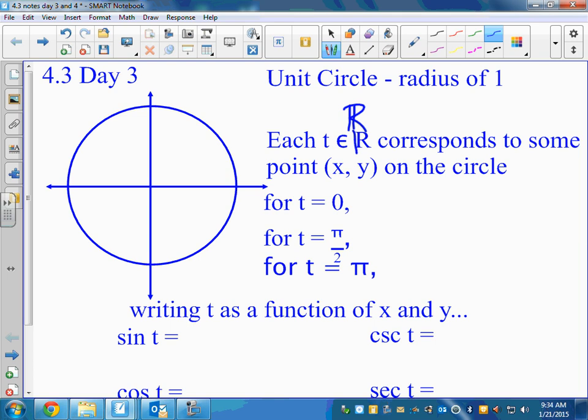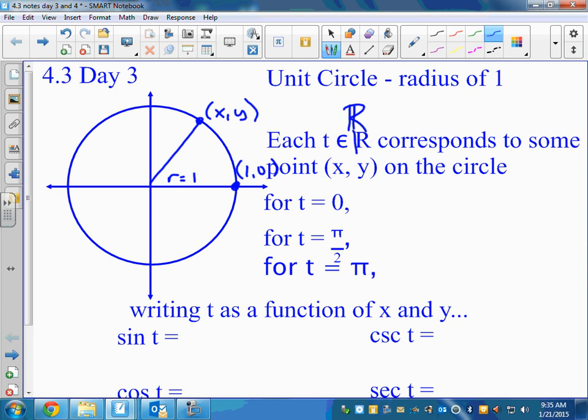But let's think about what the ordered pairs would be. If this is a circle with radius of 1, at t equals 0, or at 0 radians, what would that ordered pair be? 1, 0, because that would be a length of 1, but I haven't moved up any on the y-axis, so that would be the point 1, 0. And we could pick any point in here, right? We could say some point x, y would correspond to this angle.